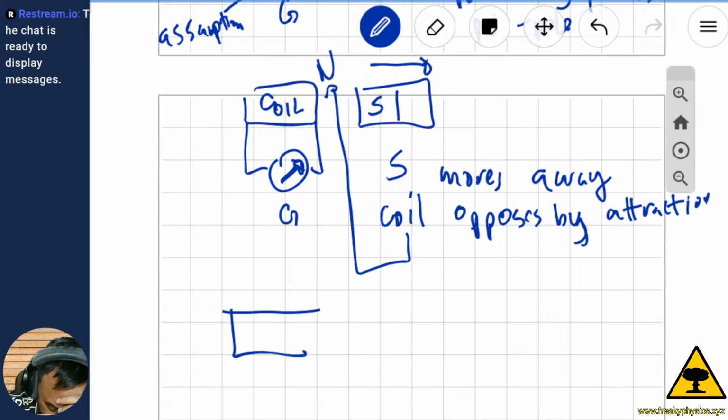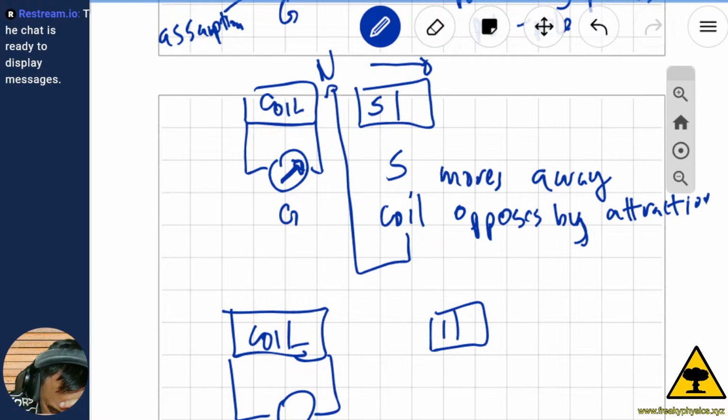This time around, here's your coil. You still have your galvanometer here. And this time, I have a north pole going... no, not a north... yeah, a north pole going away. So what's gonna happen here? Sorry, I didn't hear it, it glitched. Sorry. All right, so we have a north pole here going away from the coil.